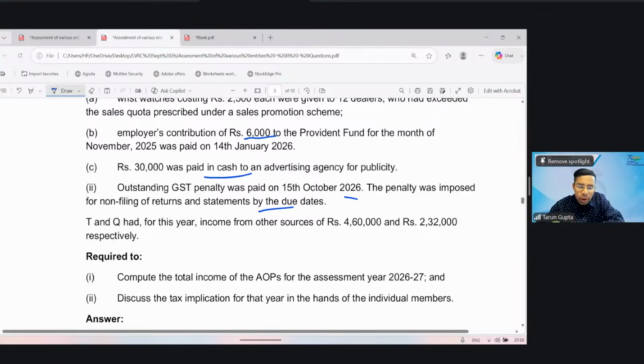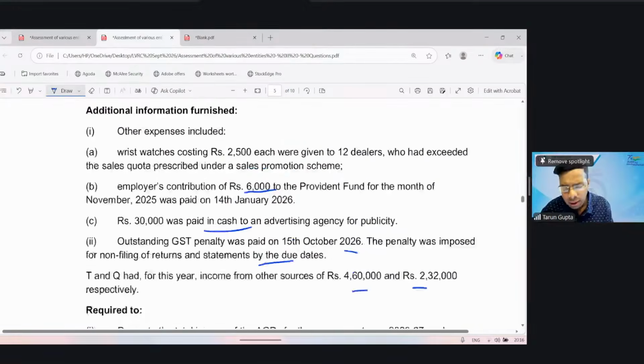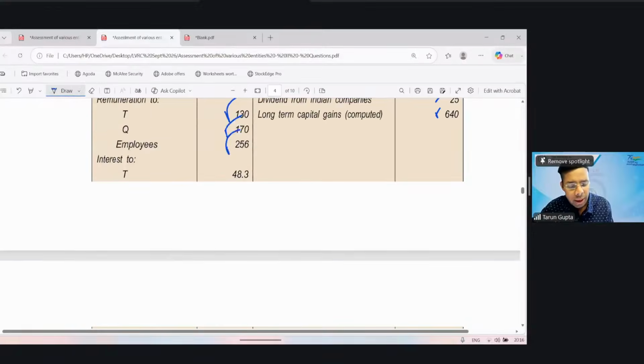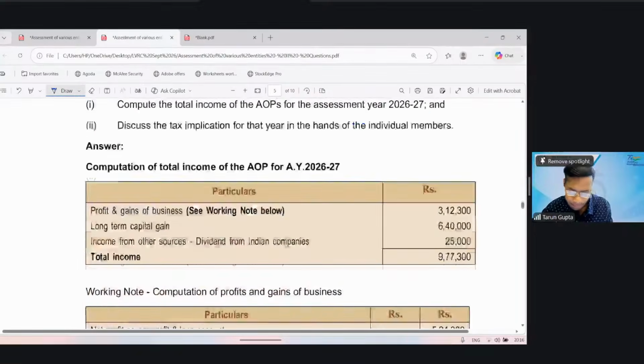T and Q had, for this year, income from other sources of 4,60,000 and 32,000 respectively. You are required to compute the total income of the AOP. So very easy. We'll do the computation and compute the total income of the AOP. We'll start with the net profit.